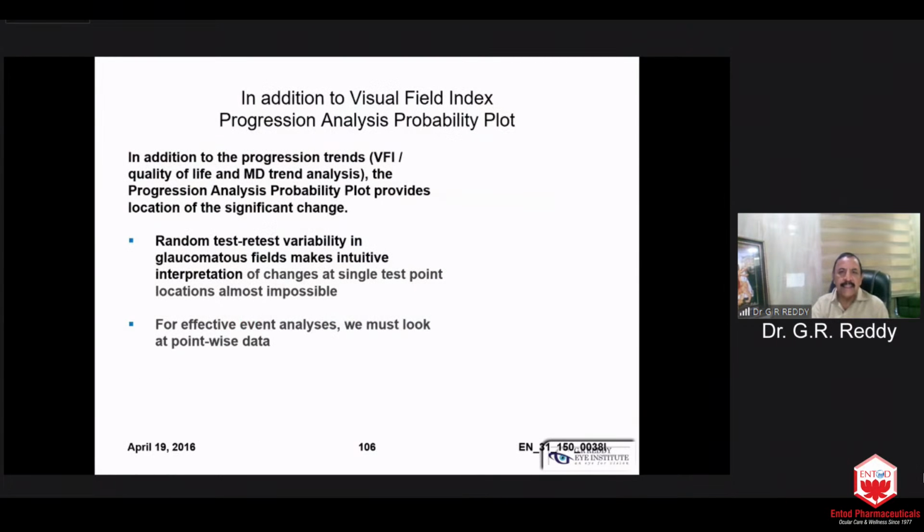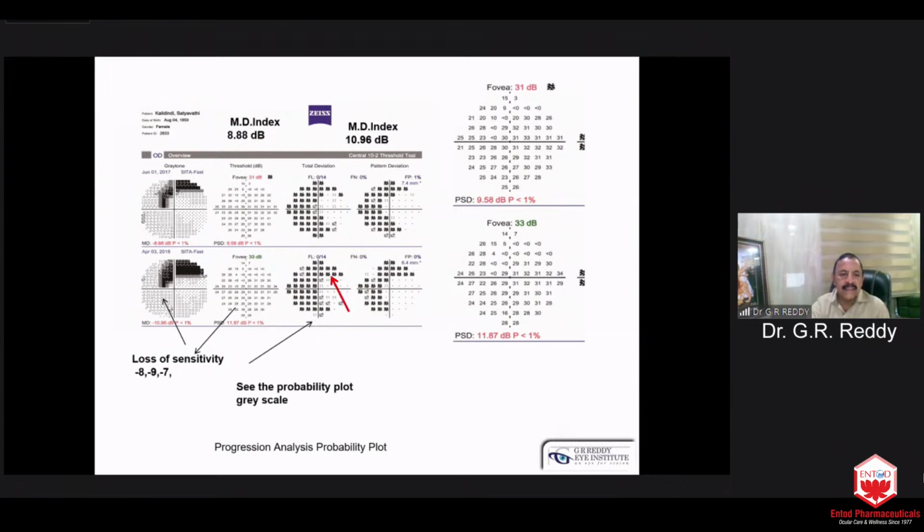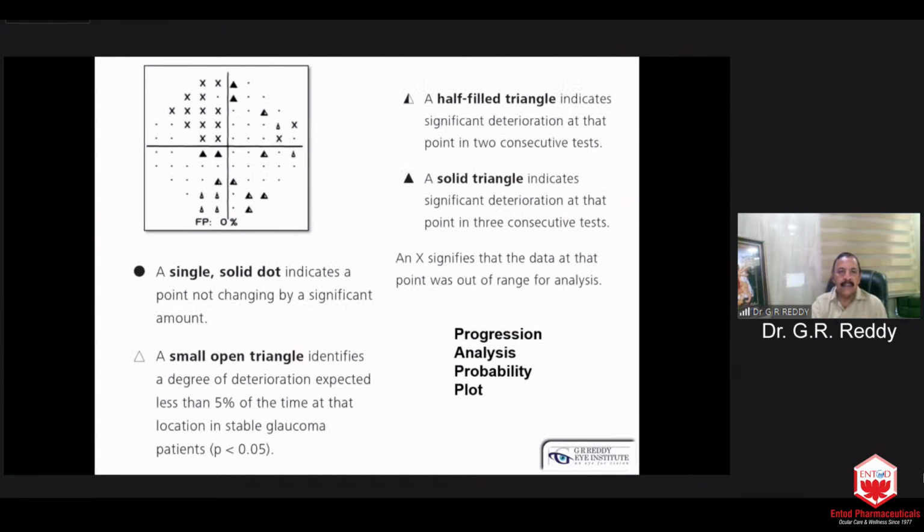So the most important thing is that once a black square comes, the vertical depth is not appreciated. For that purpose, the progressive analysis probability plot came into existence. If you see the progressive analysis probability plot, the normal mark shows no loss of retinal sensitivity at this point. An open triangle identifies a degree of deterioration expected less than 5% of the time at that location in a stable glaucoma patient, with a p-value less than 0.5%.